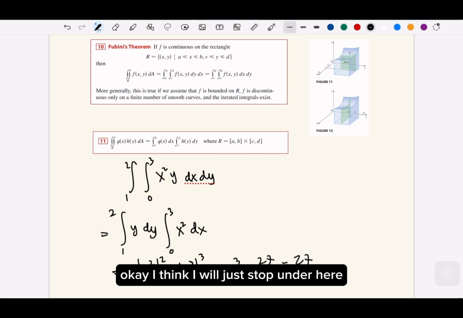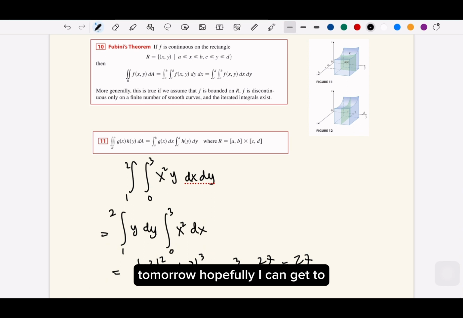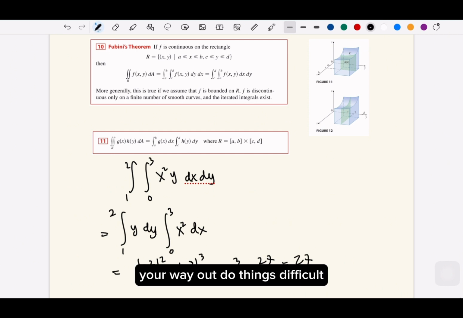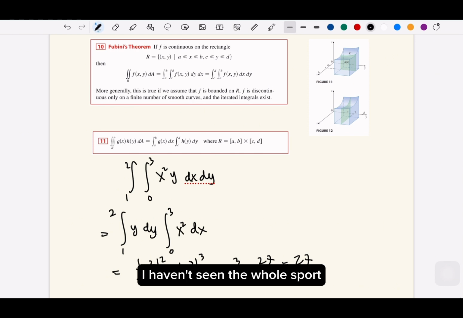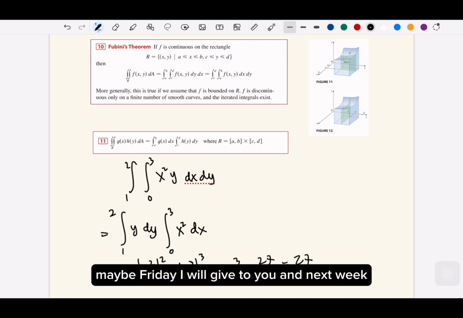I think I will just stop here because I need to go somewhere else. Tomorrow, hopefully, I can get to your makeup. Do you think it's difficult to make up? Okay. I haven't seen the whole score. It's still with your TA, but I think it's okay. So if not tomorrow, maybe Friday I will give it to you.